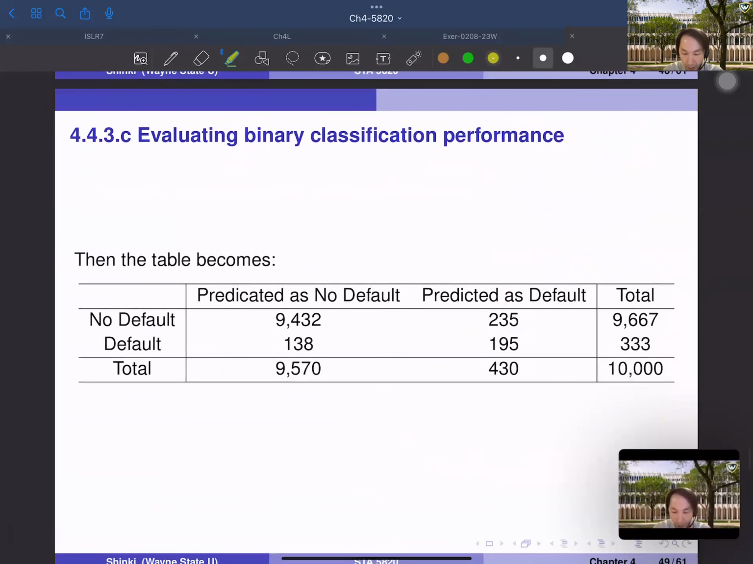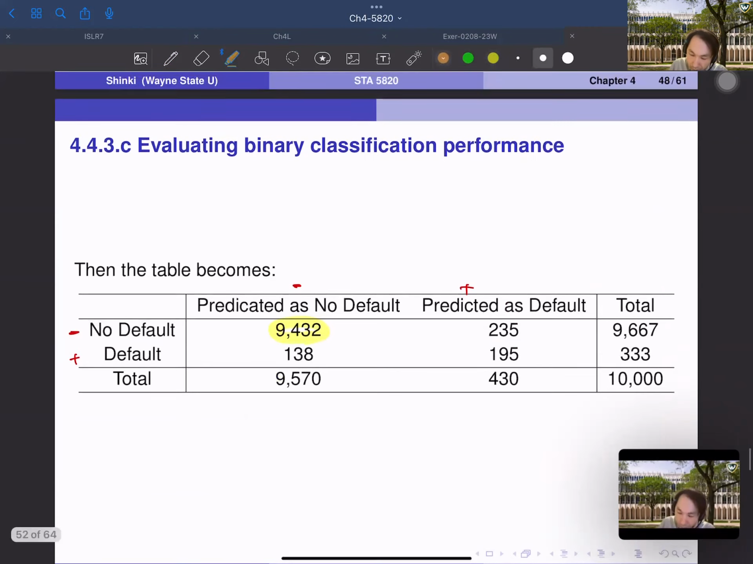Yeah, so this is another concrete example from the last time. Suppose that this is negative, this is positive, negative, and positive. Specificity is 9,400 out of the entire 9,667. And sensitivity is 195 over the entire 333. But if we change the threshold, then we can have higher sensitivity and lower specificity, or lower sensitivity but higher specificity.